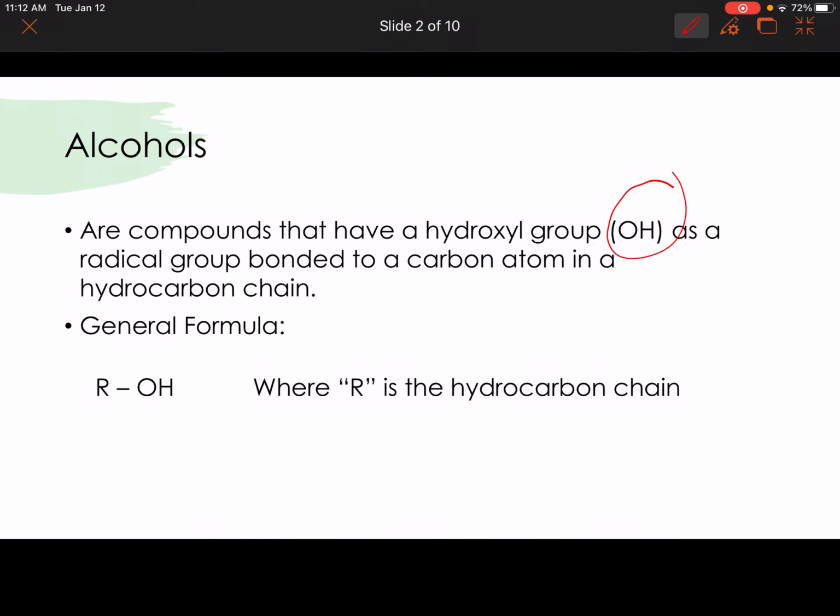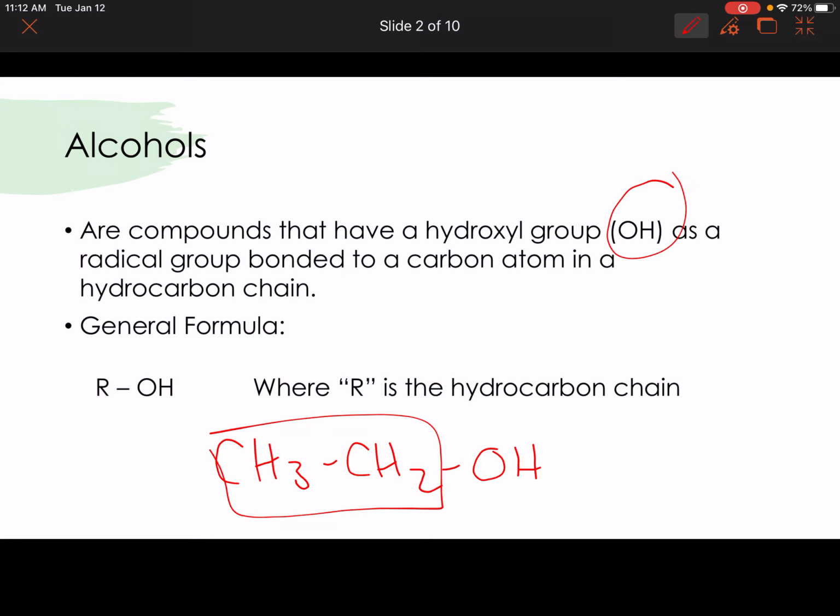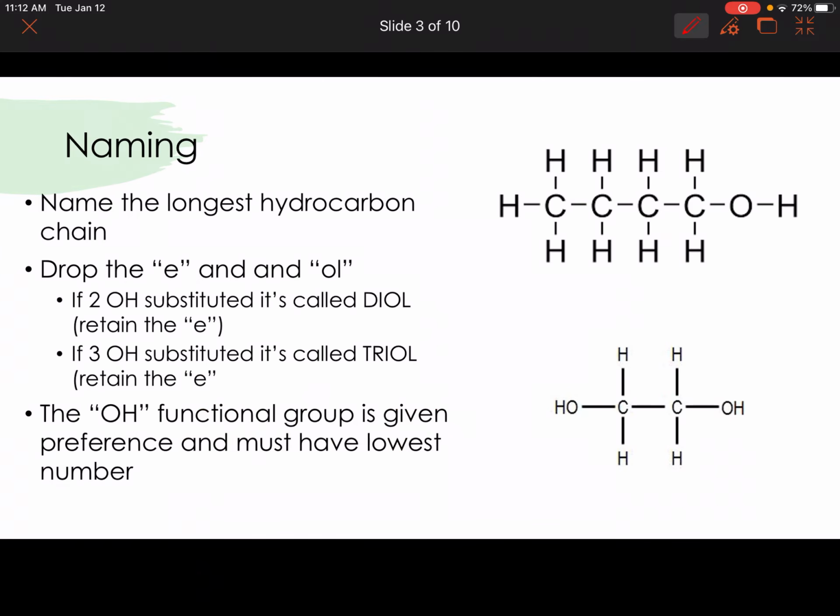So they have a hydroxyl group as a radical that's attached to the hydrocarbon chain. And so the general formula is going to be R-OH. So R is the hydrocarbon, so whatever, right? So let's say CH3, CH2, OH. That's how you would see it written as an example. So that would be your R, and then the hydroxyl group is the radical there.